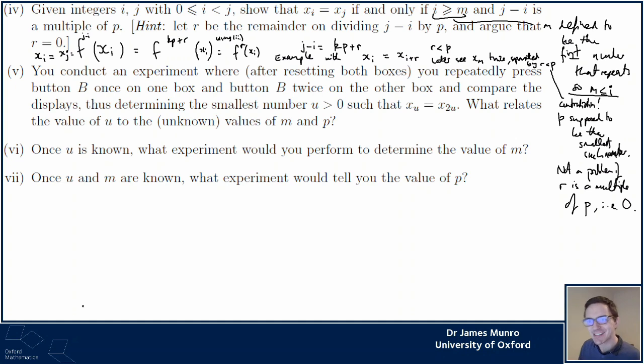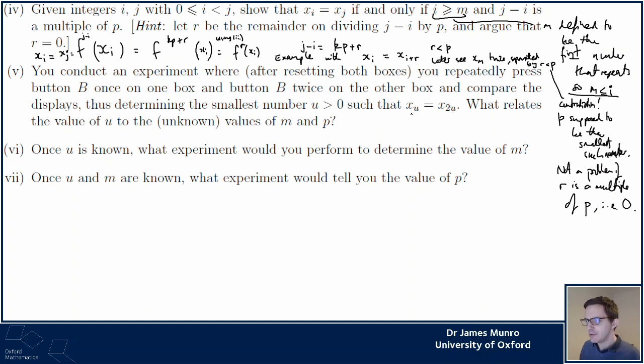Right, okay. Part 5 gets us to do an experiment. We take our two boxes, we press button B once on one box, B is the one that applies to function f, and we press the button B twice on the other box each time. Compare the displays and see if we can find the smallest number u such that xu is equal to x2u. So we'll press the left box once, press the button on the right box twice, and repeat that until we see the same number on both boxes.